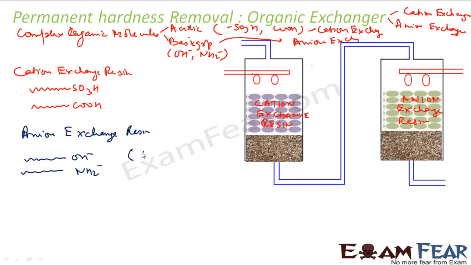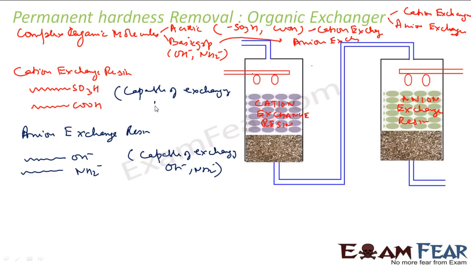This one is capable of exchanging OH minus ions or NH2 minus ions, and this one is capable of exchanging H plus ions. So these are my cation and anion exchange resins. Now I'll start with the process. Just to understand what the resins are, they are nothing but a complex organic molecule which has an acidic or basic group attached. The acidic group can be SO3H or COOH. The basic group can be OH minus or NH2 minus.